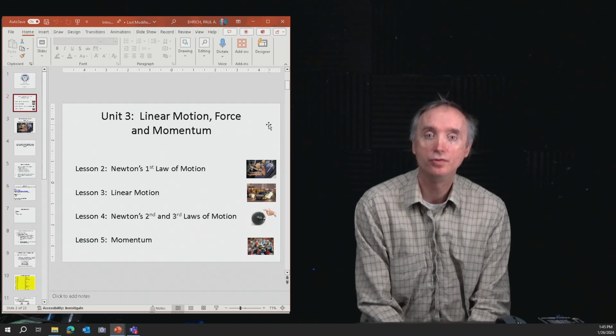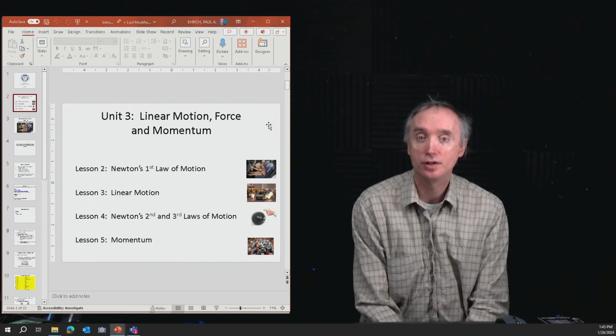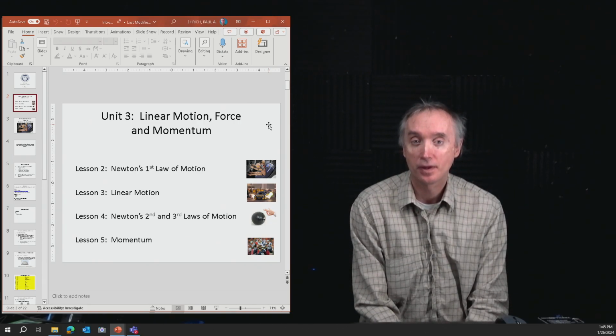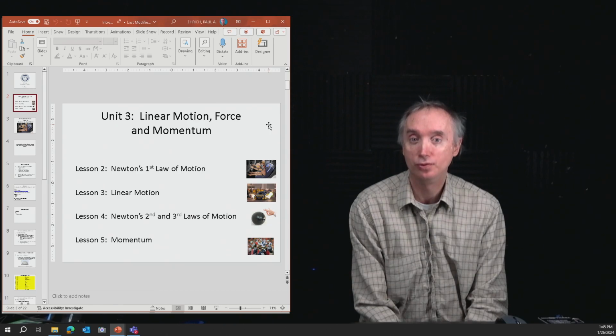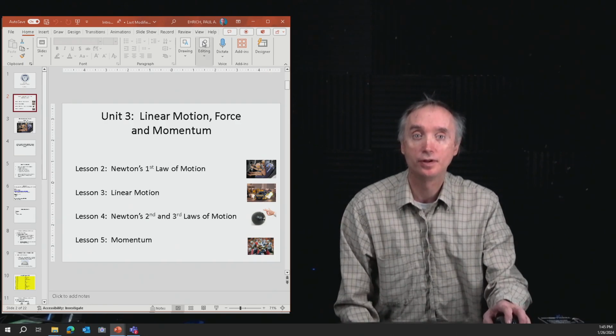Now what we're going to do though is we're going to start off with lesson number 3, which introduces you to how far something travels and how fast it's going, and then what its acceleration is. And then in our next series of videos we'll review lesson number 2 and then lesson number 4 at the same time when we do Newton's laws of motion. So we're going to begin with lesson number 3.